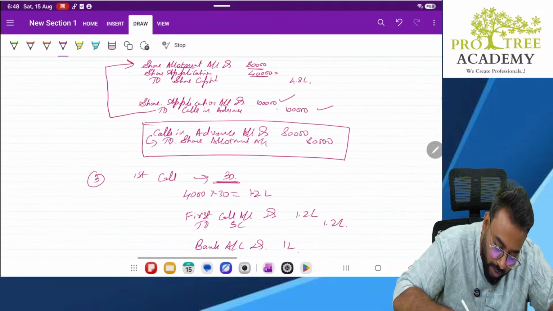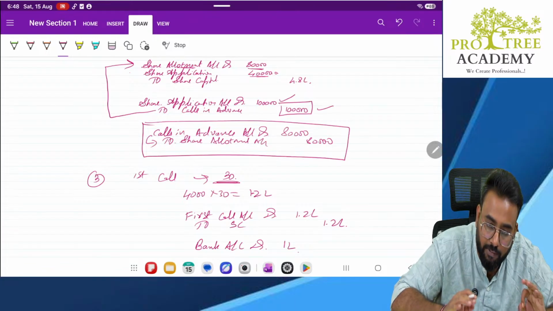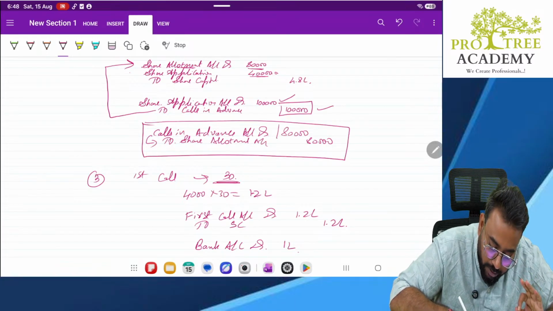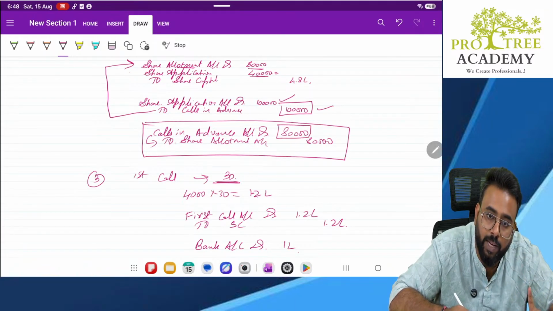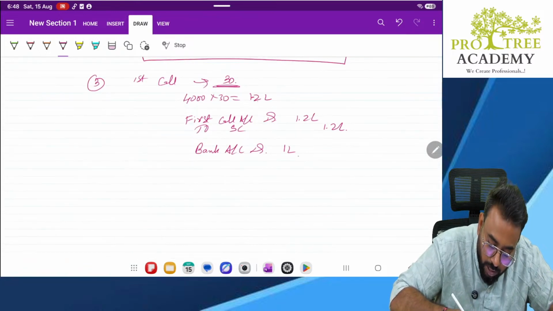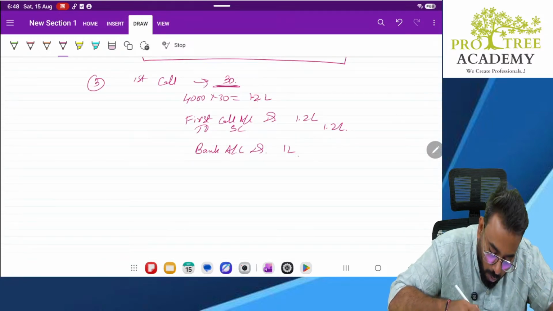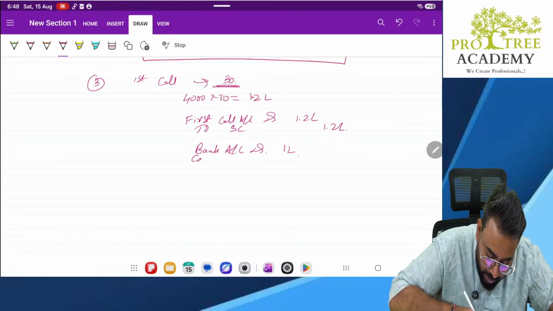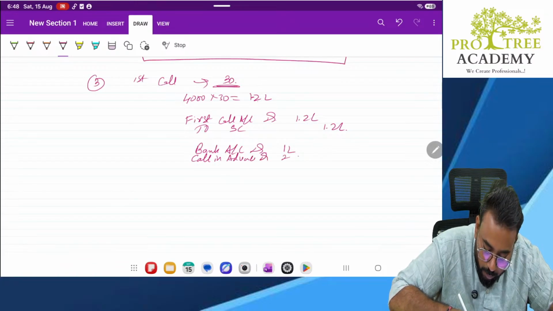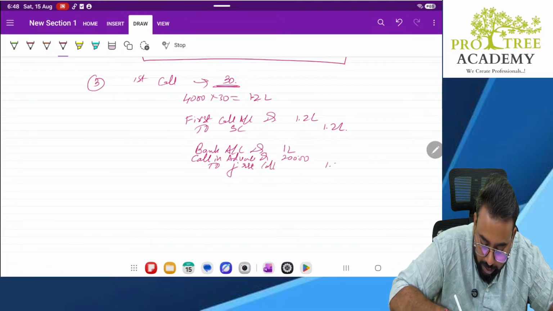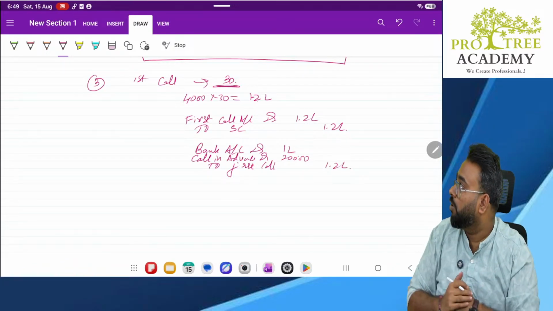Correct or no? Share calls in advance account was having a balance of 1 lakh, out of which we adjusted 80,000. What is the remaining balance? 20,000. So we will not receive 20,000. We will receive only 1 lakh. What happens, sir? The balance has to be adjusted from calls in advance account debit 20,000 to first call 1.2 lakh.